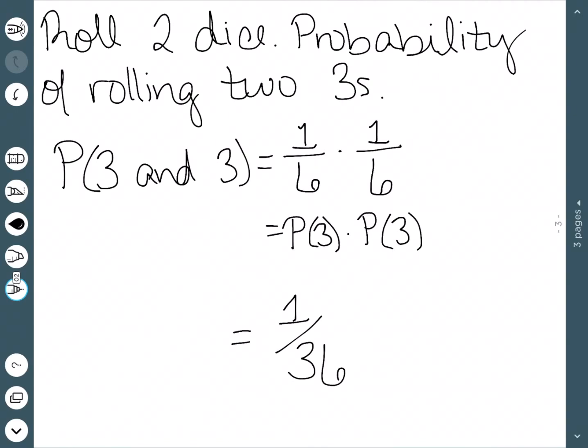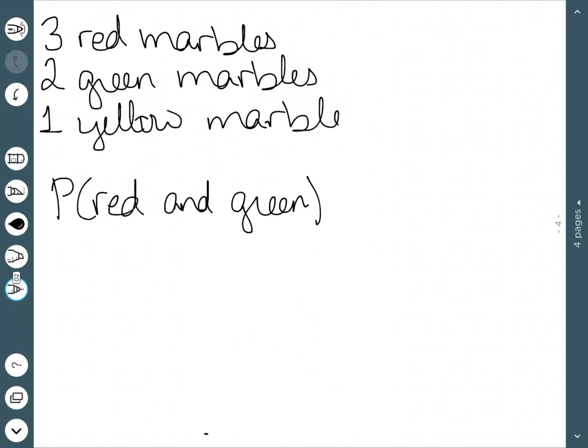Let's look at another example. Let's suppose we have a bag of marbles that contains 3 red, 2 green, and 1 yellow. And I want to know the probability of drawing these at random, where I first draw a red one and then draw a green one. So my probability of red is going to be 3 out of a total of 6.